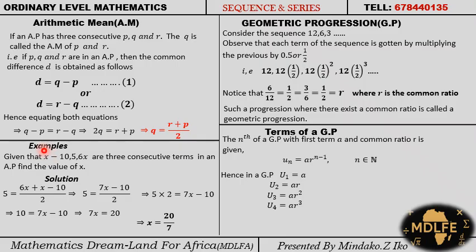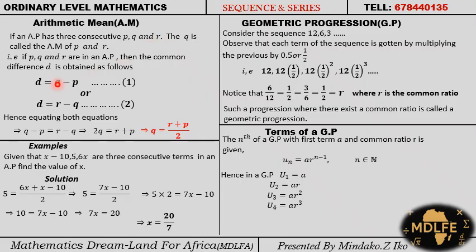Sorry that I failed to animate this slide, but it's not easy. Alright, so given that x minus 10, 5, 6x are three consecutive terms in an AP, find the value of x. To solve questions of this form, you just use this procedure here. Let me say my x minus 10 is my first term, which is P, and then my 5 is my second term, which is Q, and then my 6x is my third term, which is R.